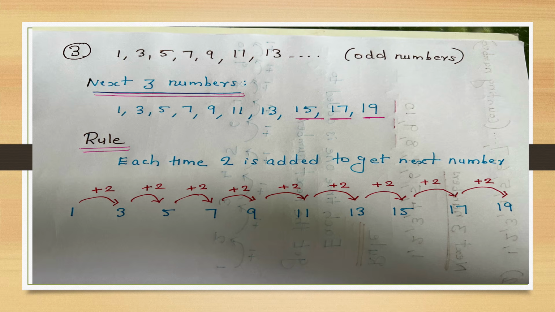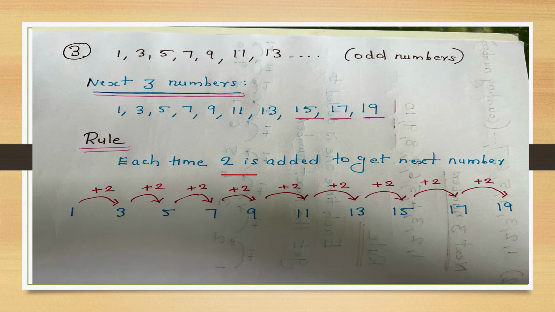Next sequence 1, 3, 5, 7, 9, 11, 13, etc. So, this is a sequence of odd numbers. What's the rule? Each time 2 is added to get the next number. To get the next number, each time we add 2.